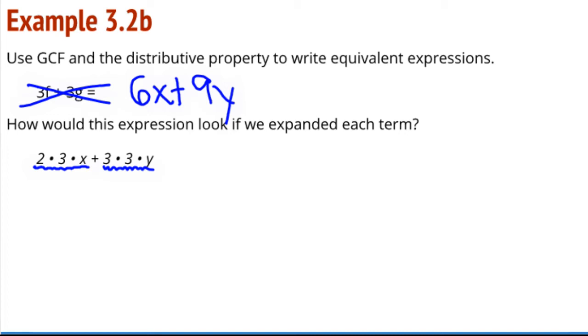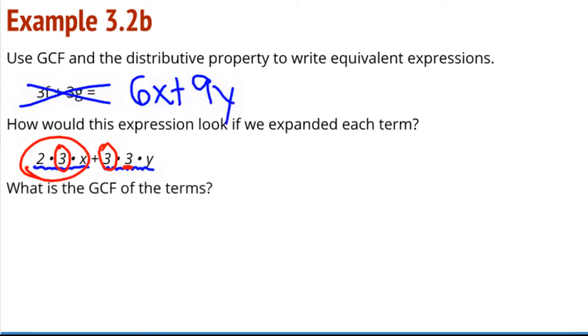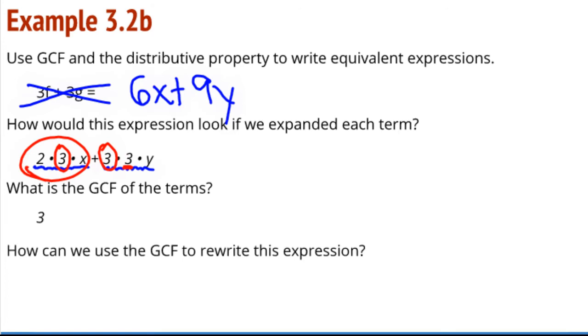Now, what do they have in common? Well, I see that they both have a 3. I notice that this one right here has a second 3, but it doesn't have a partner over here. When we're finding greatest common factors, we have to pull out things that have partners. So 3 is going to be the greatest common factor. And then the question is, how can I rewrite this? Well, I'm going to factor the 3 out, and it's going to be on the outside of the parentheses.